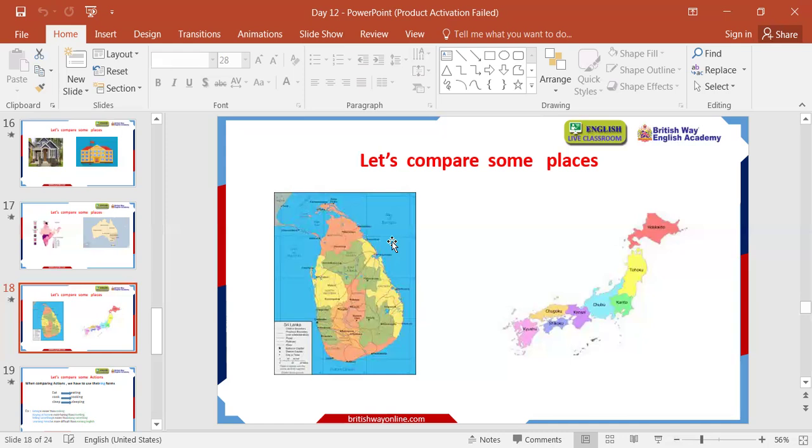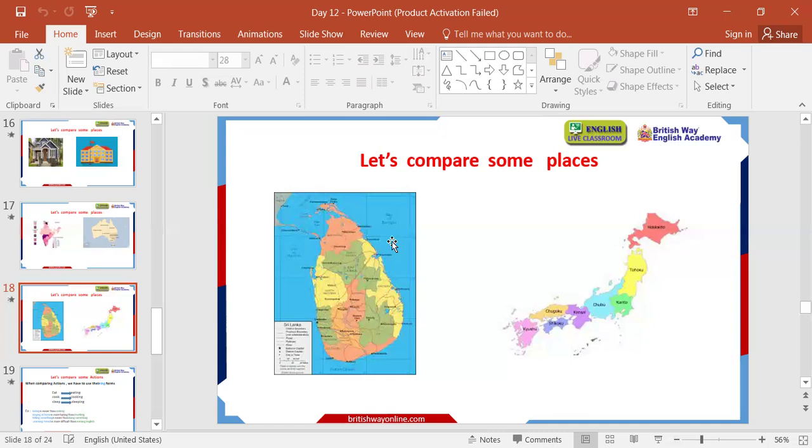Japanese people are more talented than Sri Lankan people. Japan's trains are faster than Sri Lanka's. Japan's people are more punctual than Sri Lankan people. Okay, Japan's textile industry is bigger than Sri Lanka's. Sri Lankans use more languages than Japanese.